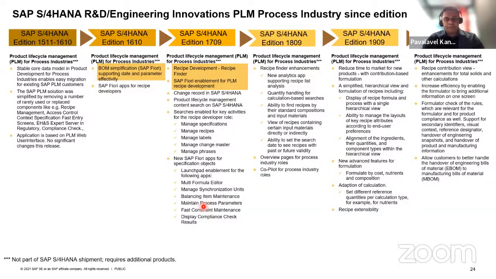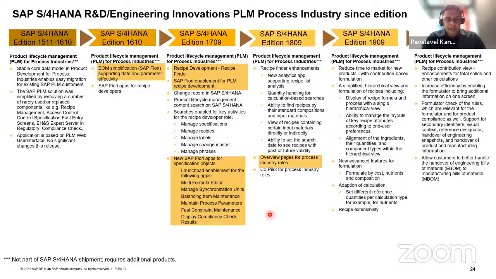Okay, Fiori enablement for PLM recipe development is the same as the first one. So new Fiori objects were launched for the below in 1709. Multi-formula editor, manage synchronization unit, balancing item maintenance, maintain process parameters, fast constraint maintenance, compliance check results display. So these were all brought as a part of 1709.